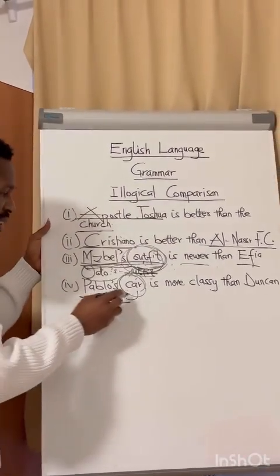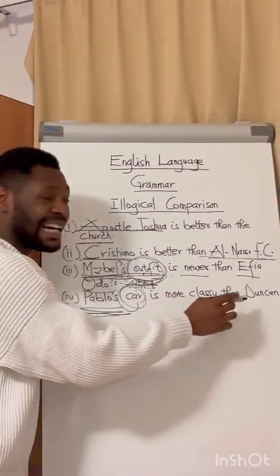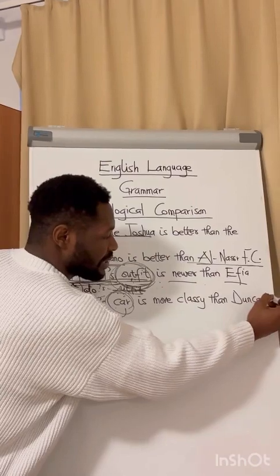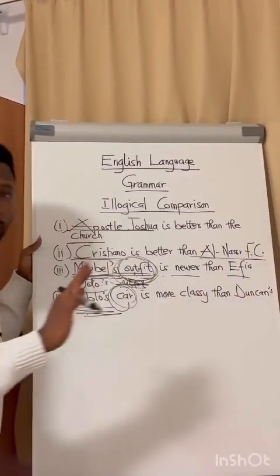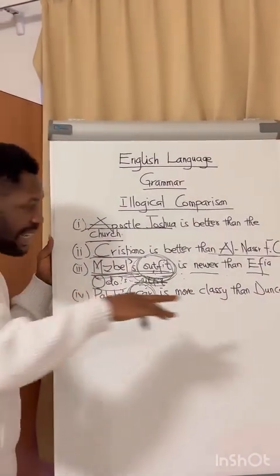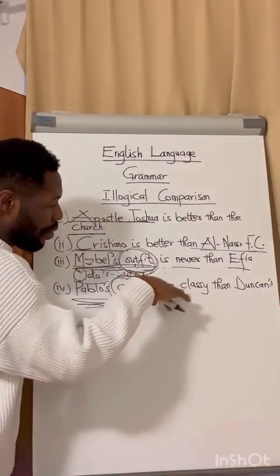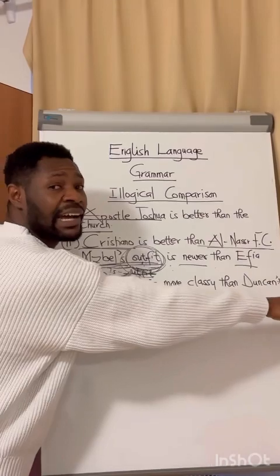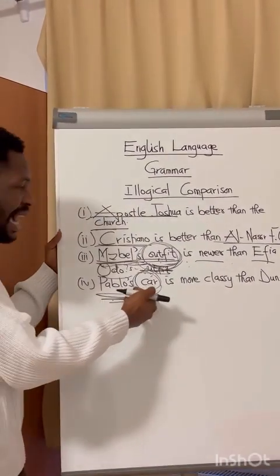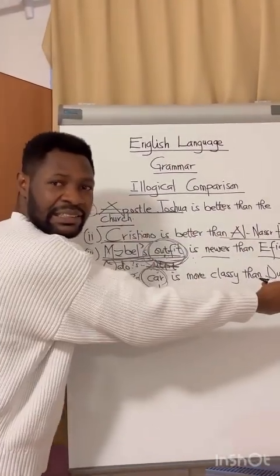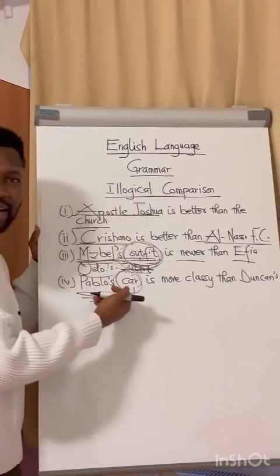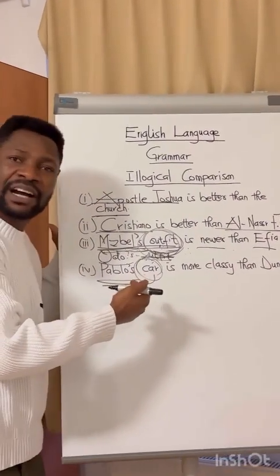So Pablo's car is more classy than Duncan's, apostrophe S. We have elided, or if you like, omitted the possession that Duncan has. So, more classy than Duncan's car. Otherwise you would be comparing Pablo's car to Duncan, a human and a car. That is what we call illogical comparison.